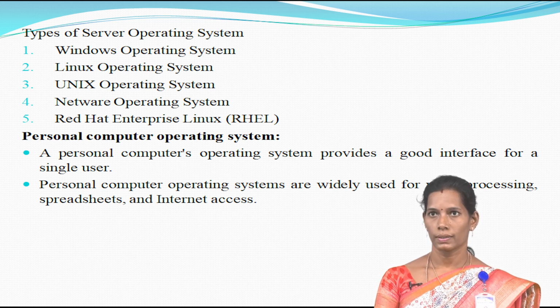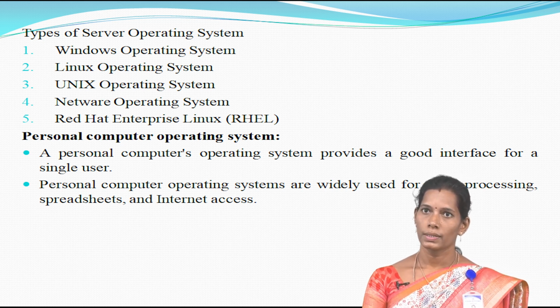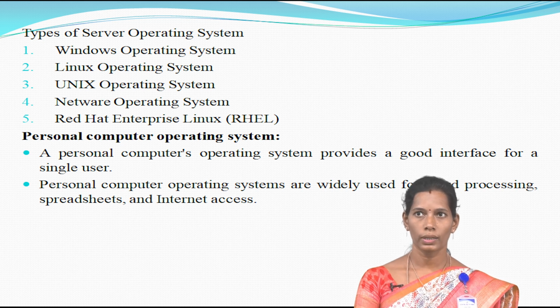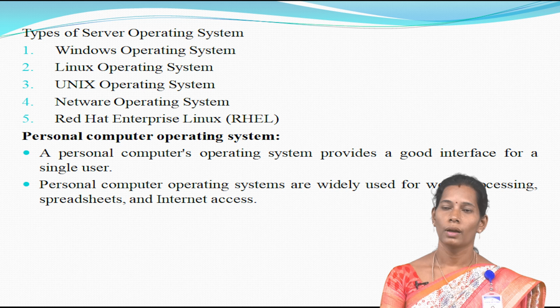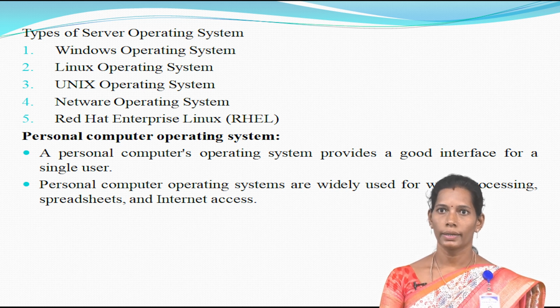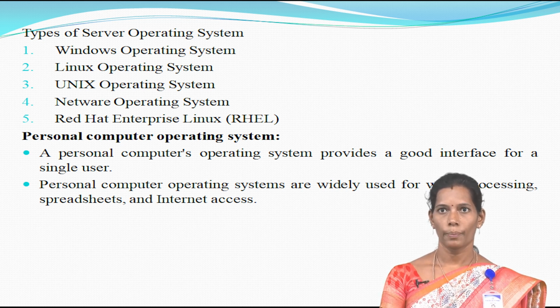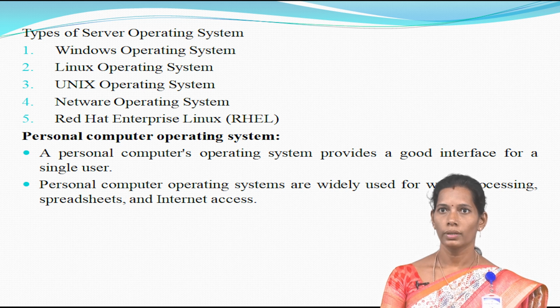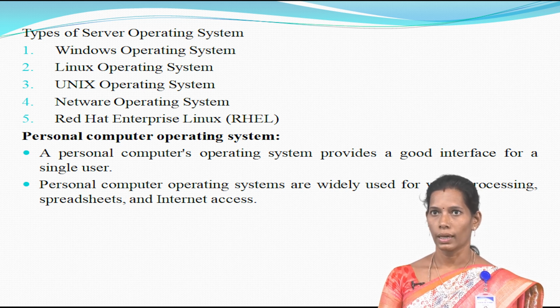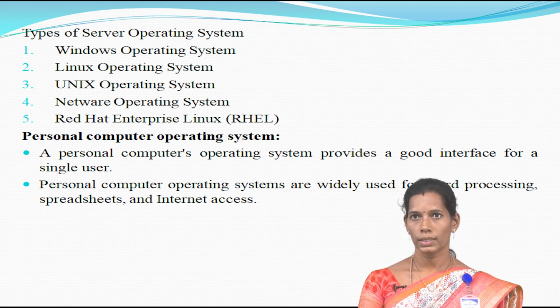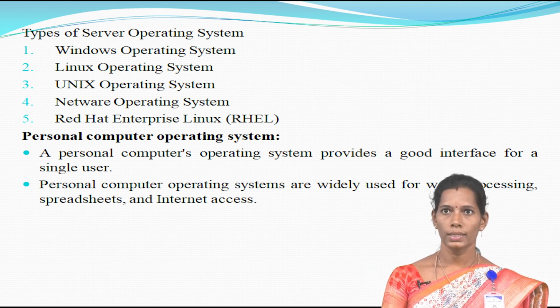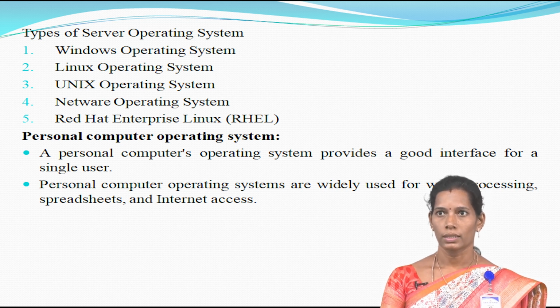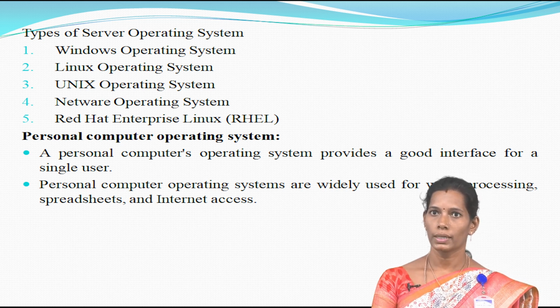Personal computer operating system. A personal computer operating system provides a good interface for a single user. Personal computer operating systems are widely used for word processing, spreadsheets, and internet access. They are made only for personal use. You can say that your laptop, computer system, tablet, etc. are your personal computers, and operating systems such as Windows 7, Windows 10, Android, etc. are your personal computer operating systems.